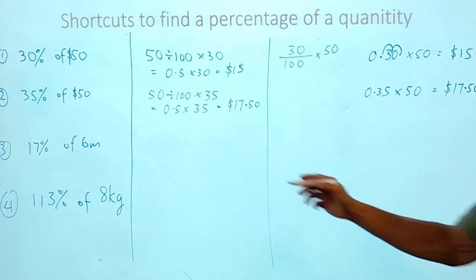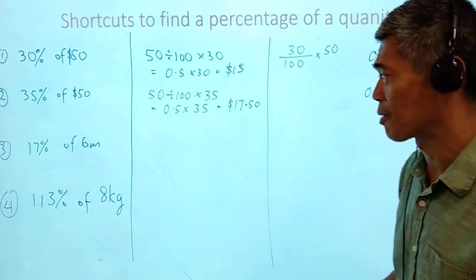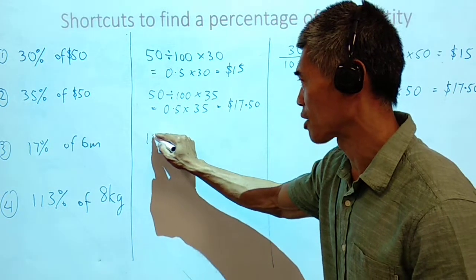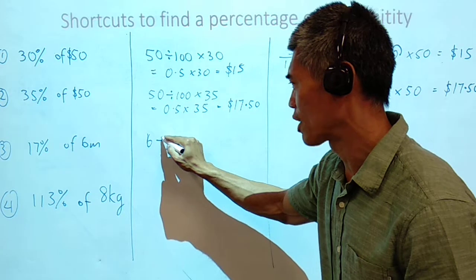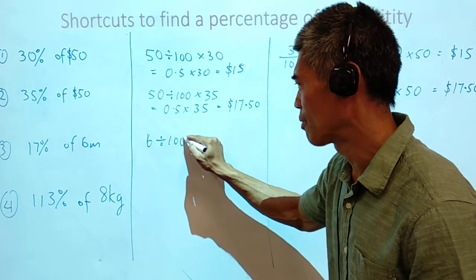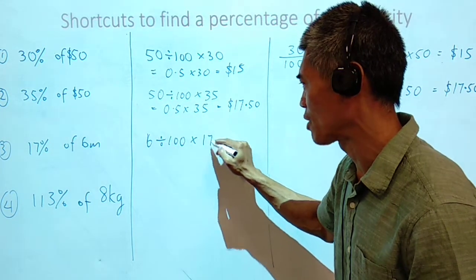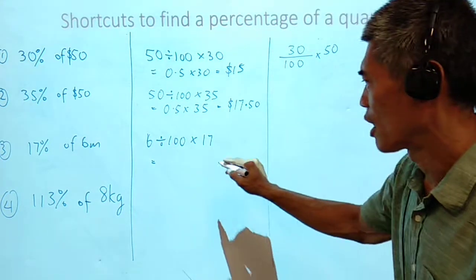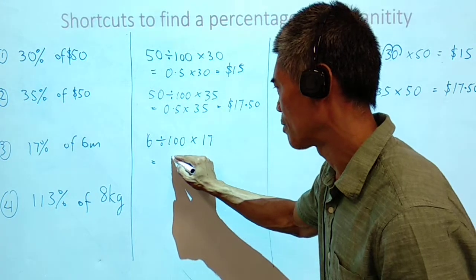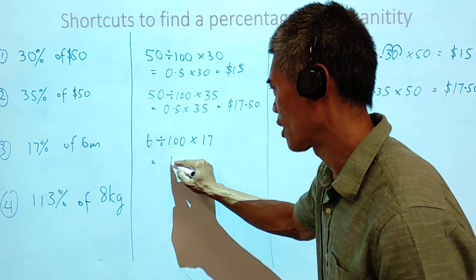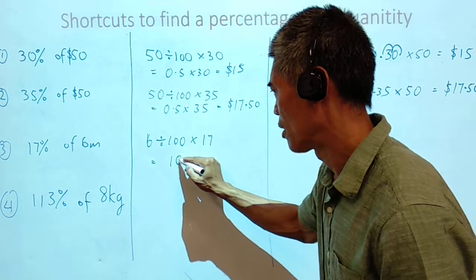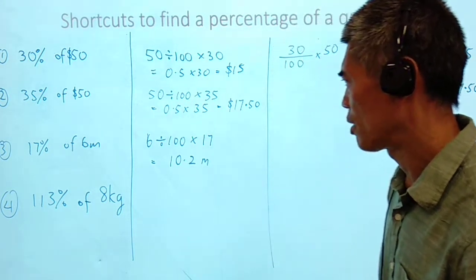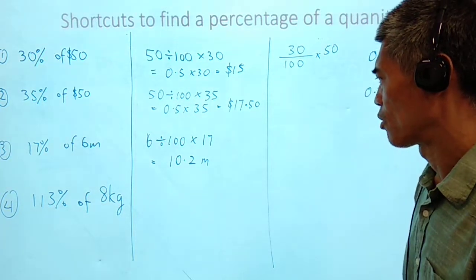More of these. Another example: 17% of 6 meters is 6 meters divided by 100 times 17. Okay, and so this gives us 10.2 meters.